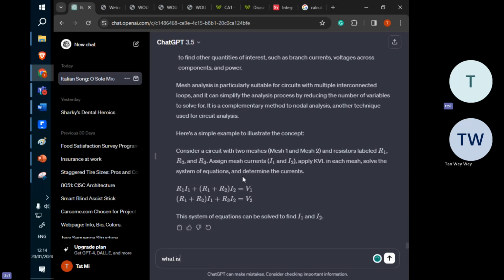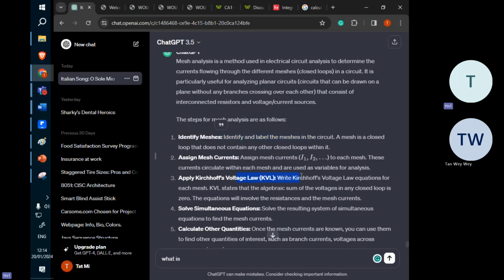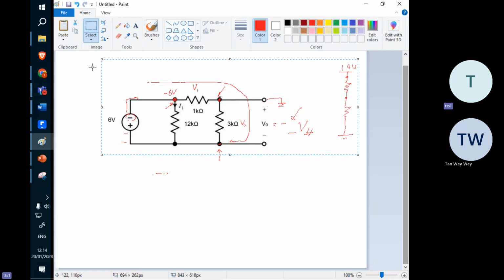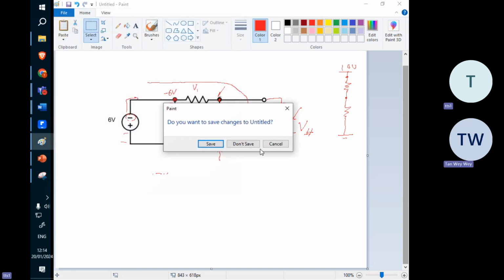Oh, here. Mesh analysis, the method to determine the current flow through the circuit in a closed loop, and it's useful to analyze it. So we must label the meshes in the circuit. Usually we assign the mesh currents I1, I2, and then we apply the KVL. So what it means is that, for example, let me give a quick example here.